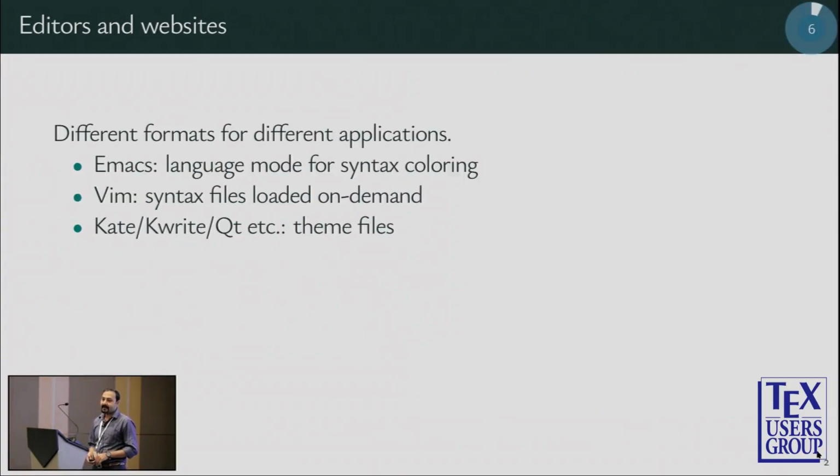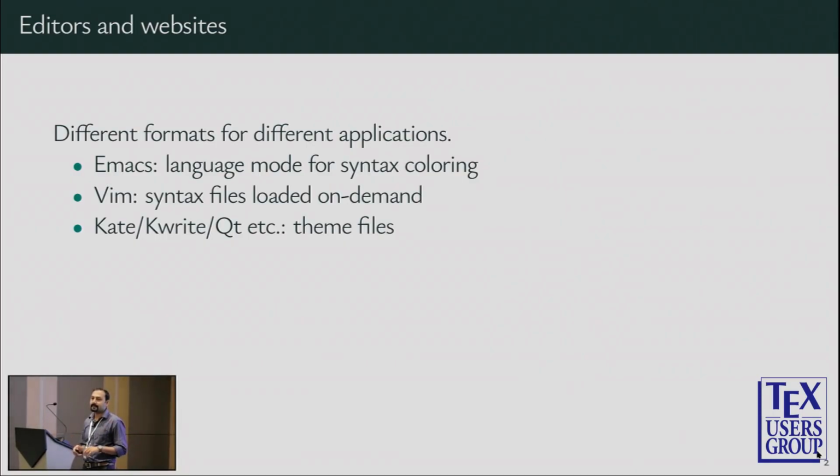Let's see. The state of the art is that many desktop applications have their own syntax highlighting method, like a theme file, etc. Some of them I'm familiar with. Emacs has a language mode, which enables this syntax coloring. And Vim has their own format of the syntax coloring, which gets loaded on demand based on the file type. And KDE applications, they share a particular theme file.